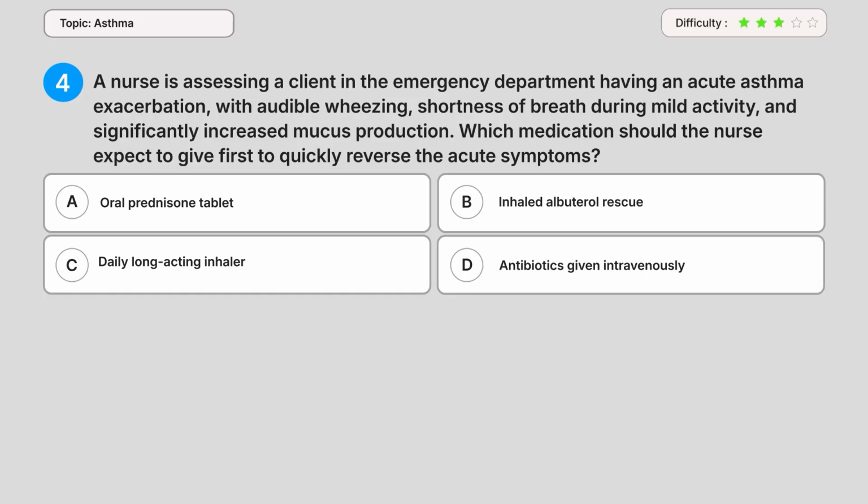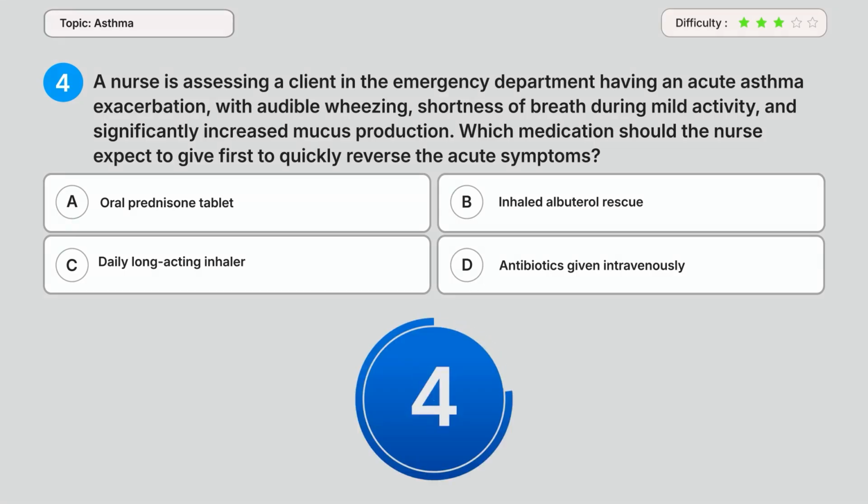A. Oral prednisone tablet. B. Inhaled albuterol rescue. C. Daily long-acting inhaler. D. Antibiotics given intravenously. What do you think is the answer?